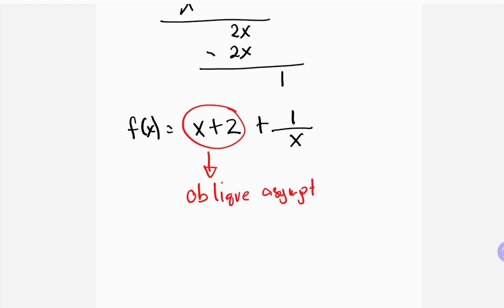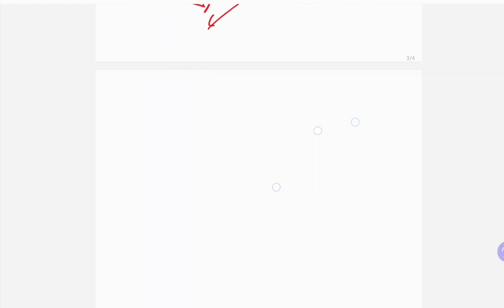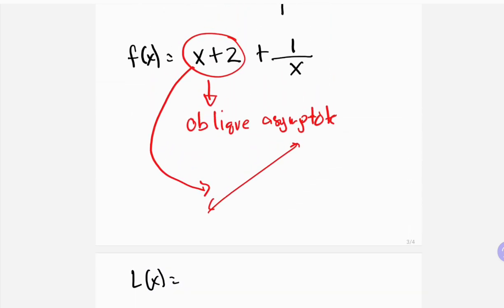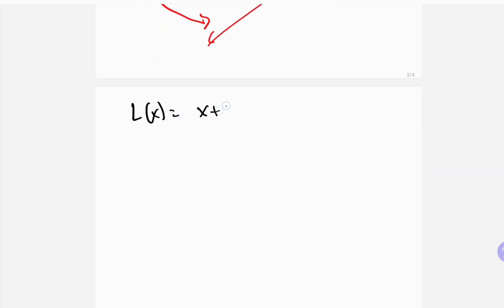Okay, so remember, an oblique asymptote is just a line, right? It's a line, but it is diagonal. And this is what we will use now to identify where the oblique asymptote is in our graph. So remember, our oblique asymptote L of x is equal to x plus 2.